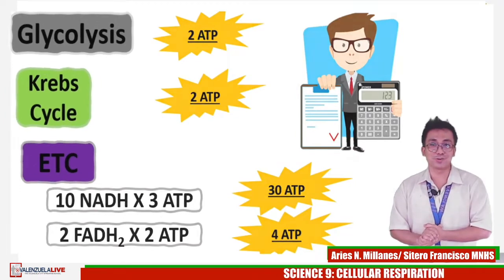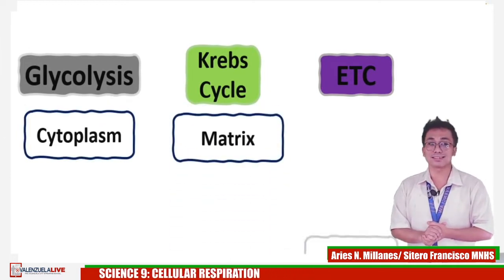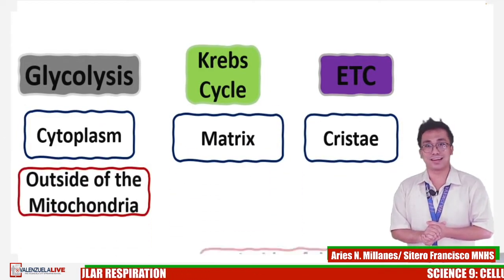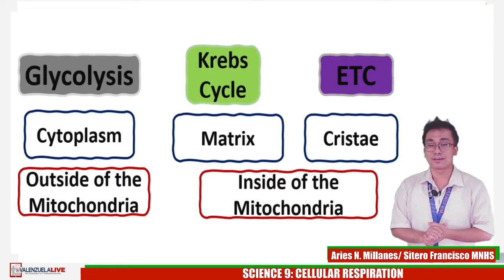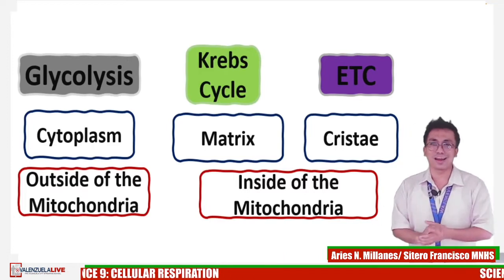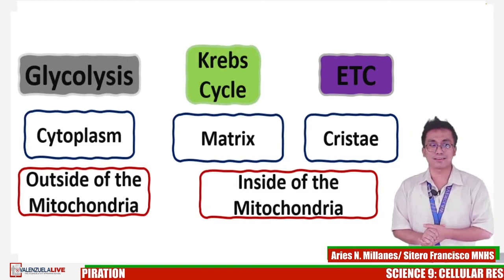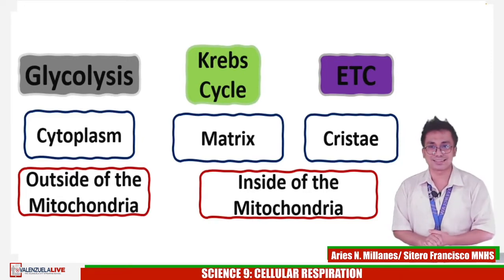And also, remember this. Glycolysis happens in the cytoplasm. Krebs cycle happens in the matrix of the mitochondria. And lastly, the ETC, or the electron transport chain, happens on the cristae. Okay? Don't forget those ideas.